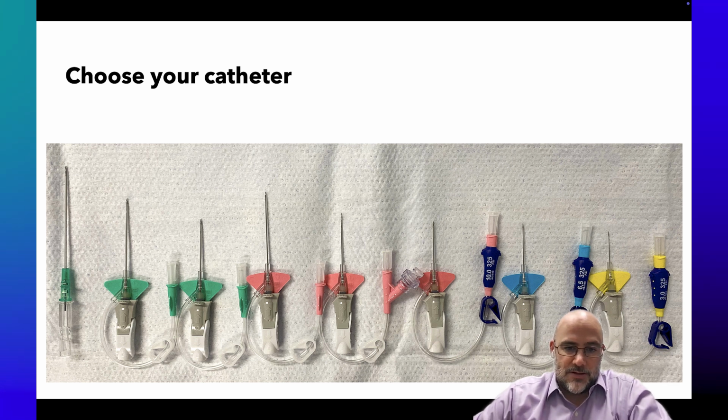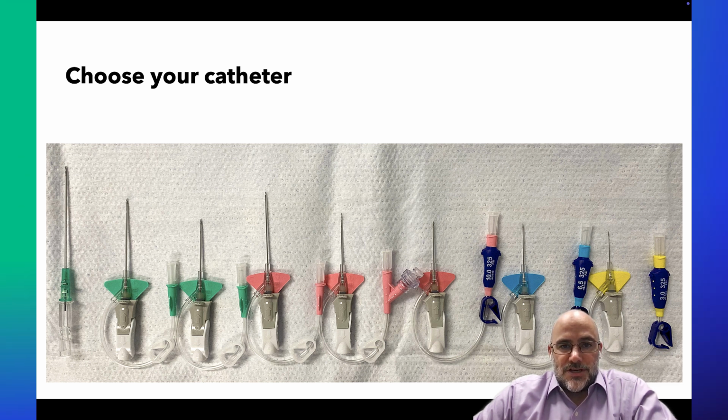We're going to choose a catheter. Our catheters come in different lengths. In general, because catheter length has to do with flow rates, a shorter catheter is best for increased flow, and the longer catheters will decrease the flow rate that you can achieve.